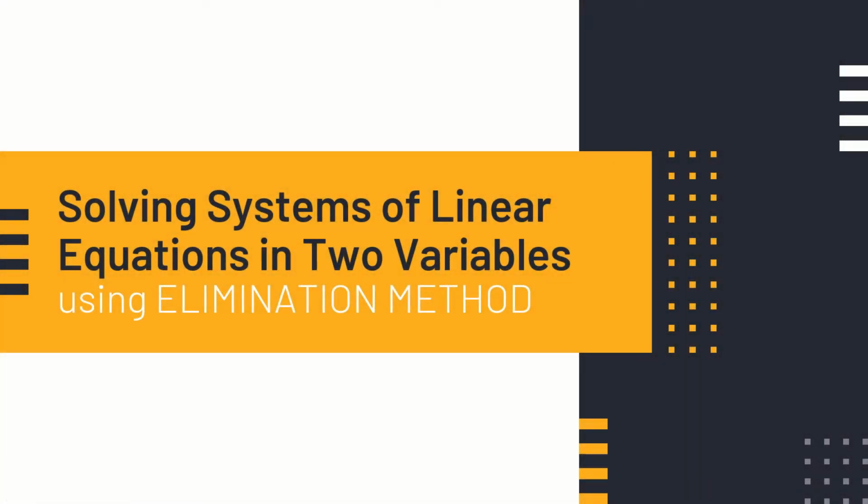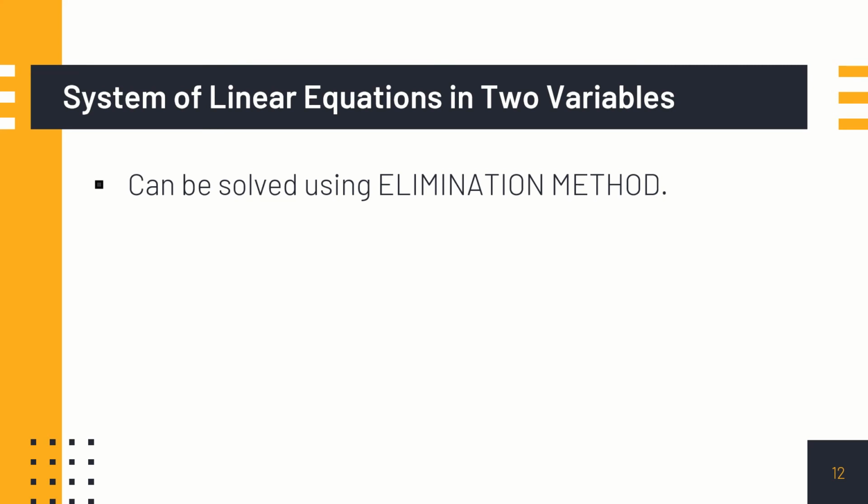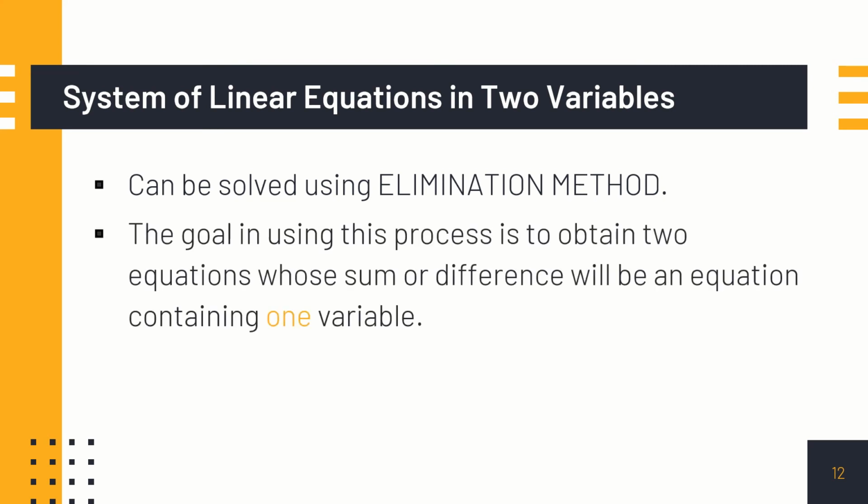This time, we're going to use the elimination method. A system of linear equations in two variables can be solved using the elimination method. The goal in using this process is to obtain two equations whose sum or difference will be an equation containing only one variable.